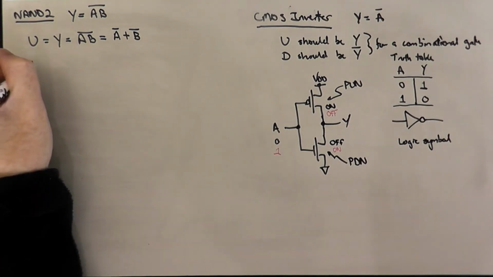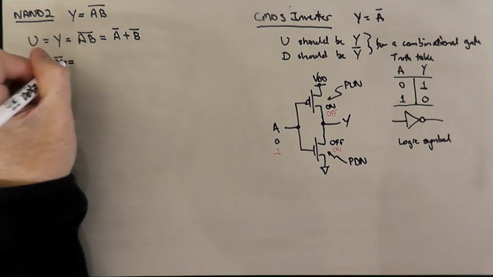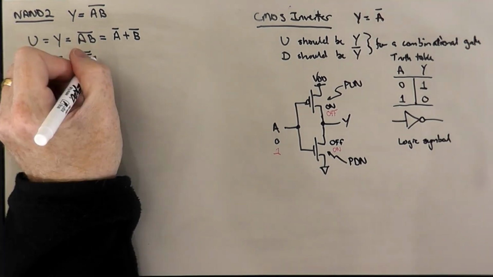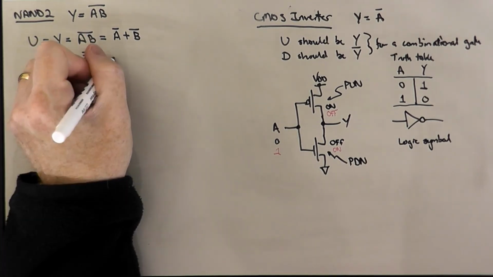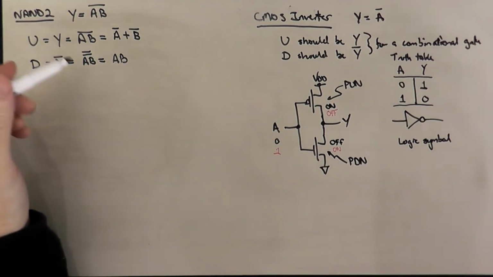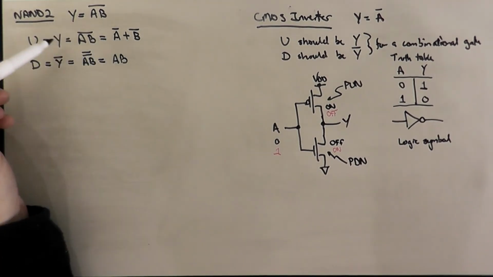And D would be Y bar, which would be (AB) bar bar, and the double complementation goes away and we just have AB. And so we can read the network topology directly off of the conduction conditions.